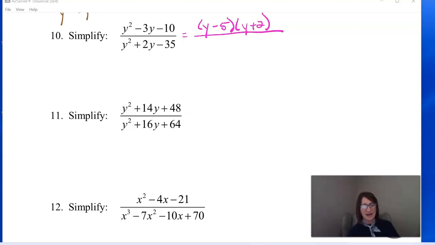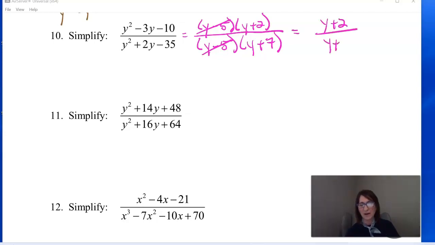And then in the denominator, I need to think of two factors that equal a negative 35 but add to 2. So I'm thinking 7 and 5. So how about if it is y minus 5, y plus 7? That'll work. So then my y minus 5s reduce to 1, and our final answer is y plus 2 over y plus 7.